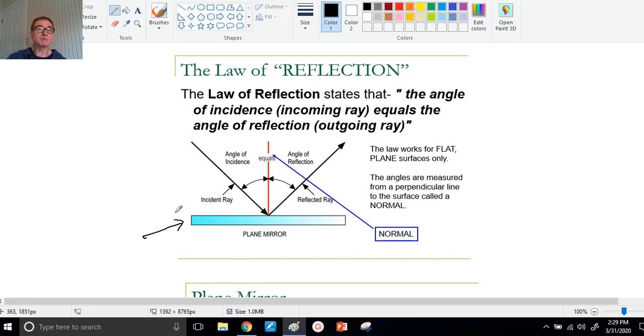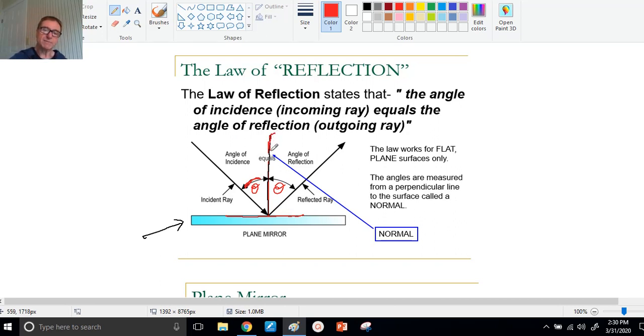There's a law of reflection, and the law of reflection states that the angle of incidence, which is this angle in here, is going to equal the angle of reflection. So this line coming down in the center, which I'm going to draw in black here, is a line that is perpendicular to the surface of the mirror, and it's called a normal line. Normal in this sense just means perpendicular.